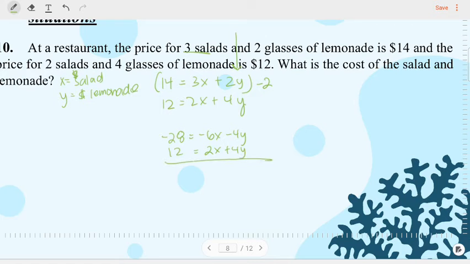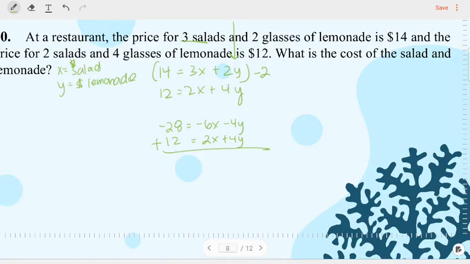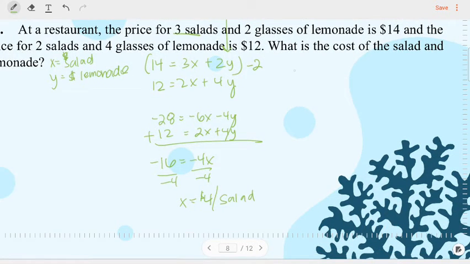And let's solve. -28 plus 12 is -16, which is equal to -4x, and the y's cancel. I divide by -4 and I get x is equal to 4. So x is the salad, $4 a salad, and now I'm going to find my y by plugging it back in.